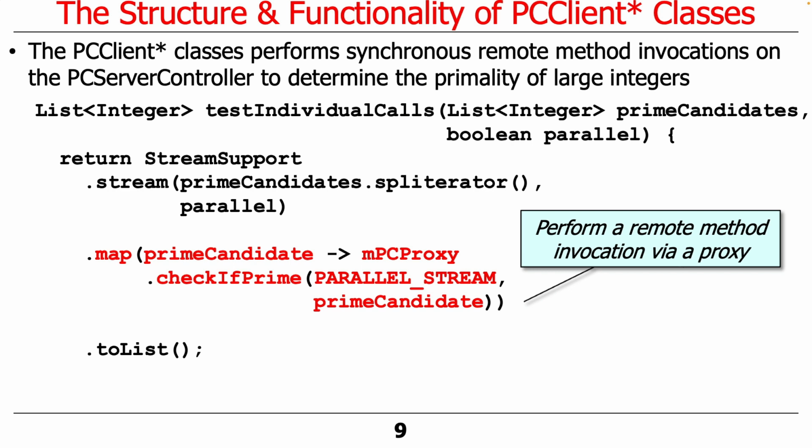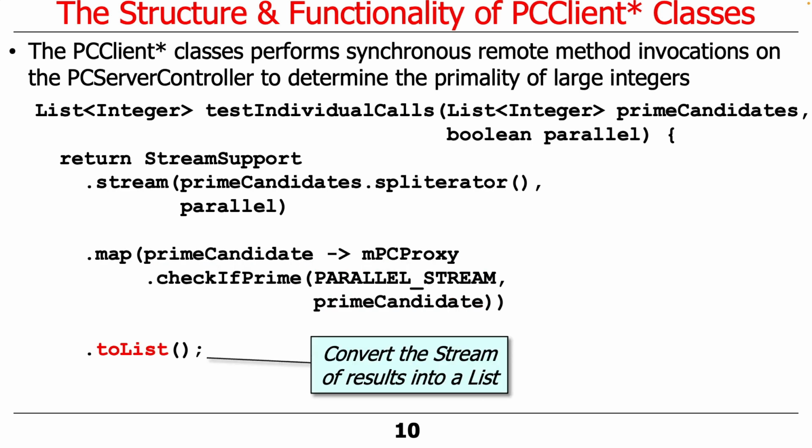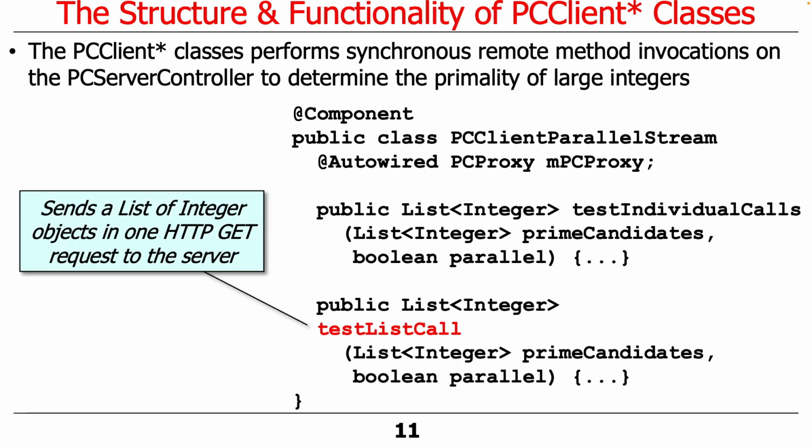Then we go ahead and make a remote method invocation via the proxy, and that will make the call. In this case, we're going to do this with the parallel stream mechanism, but of course we could plug and play that as well. When we're done, we're going to get all the results back and convert them into a list.